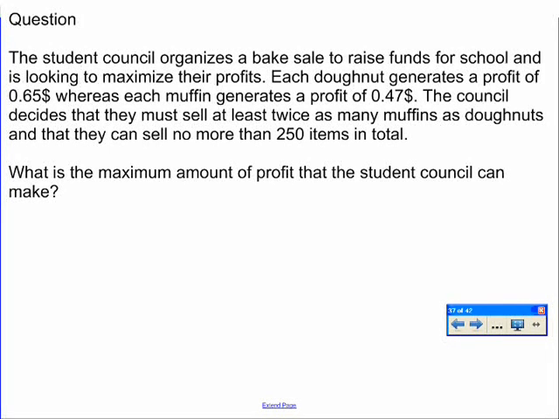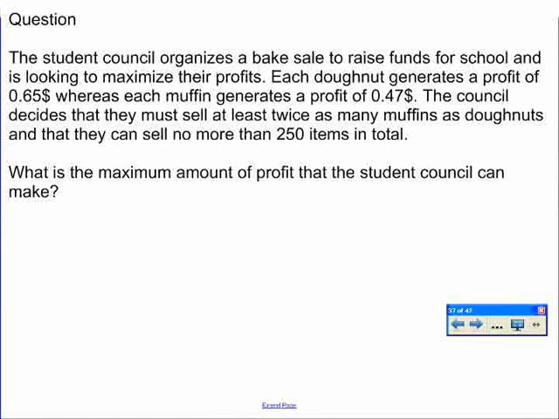Good morning, everyone. Today we're going to be taking a look at our first optimization problem, and it reads as follows. The Student Council organizes a bake sale to raise funds for school and is looking to maximize their profits. Each donut generates a profit of 65 cents, whereas each muffin generates a profit of 47 cents. The council decides that they must sell at least twice as many muffins as donuts, and that they can sell no more than 250 items in total. What is the maximum amount of profit that the Student Council can make?